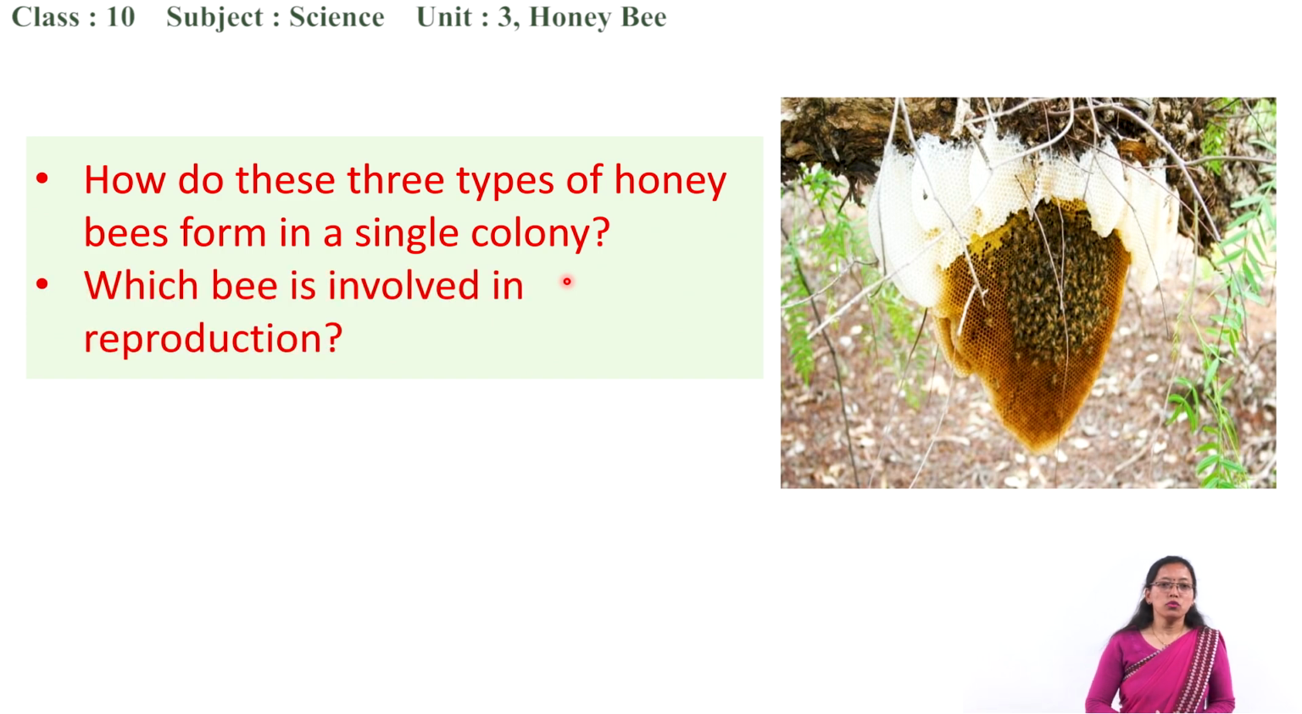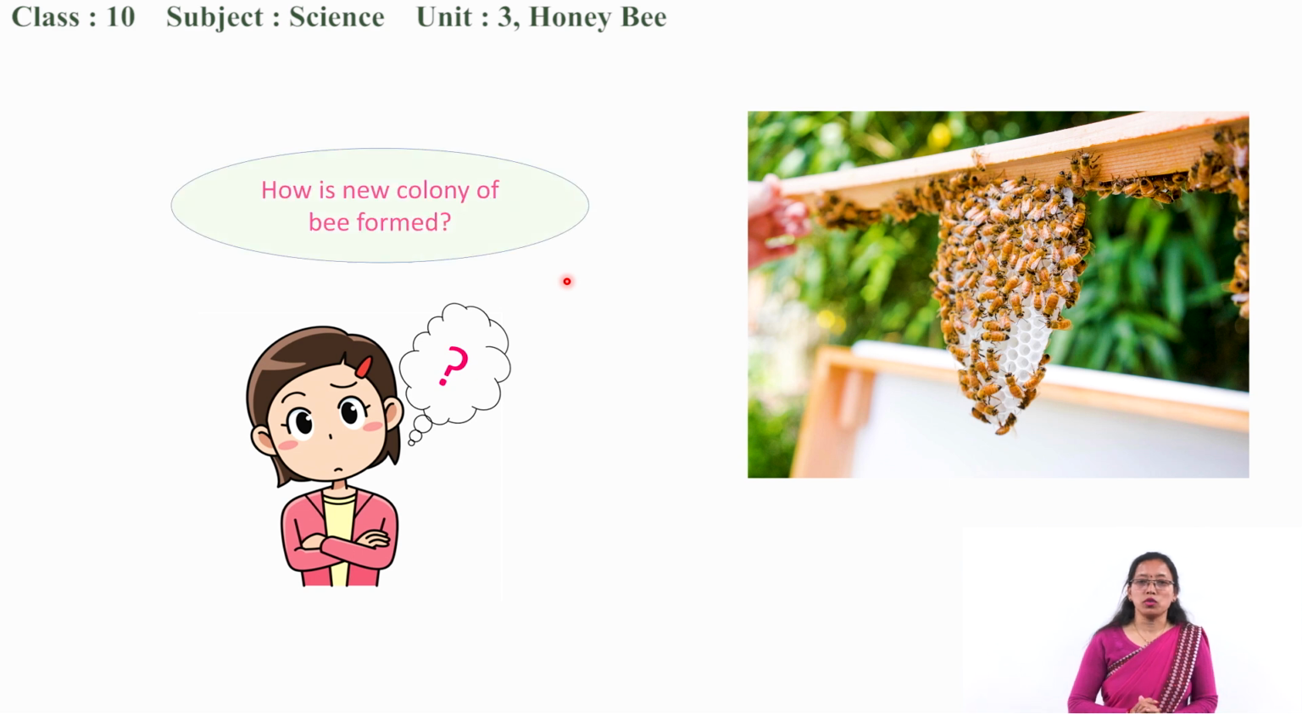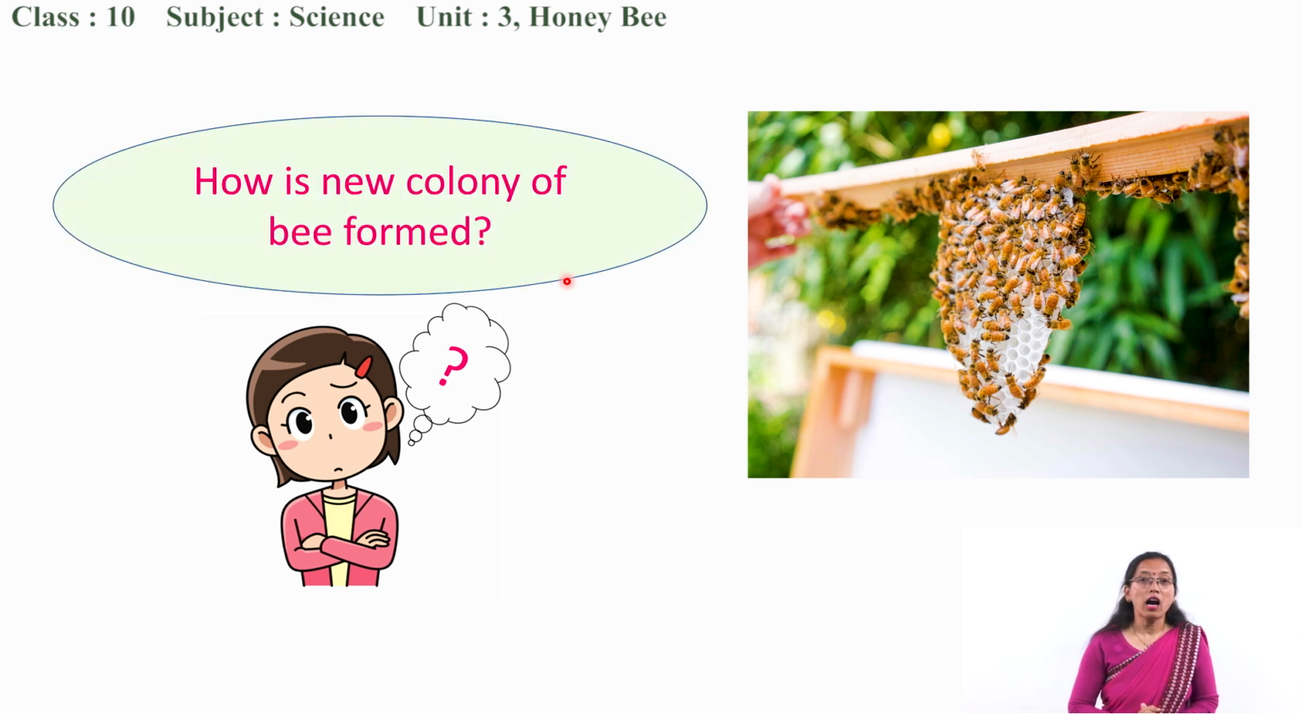Next question. Which bee is involved in this reproduction? There are three types of bees, and out of these three types, which bees are involved in reproduction? Today we discuss these questions. And next question. How is a new colony of bees formed? In a single colony, there is a single queen bee. Yes, and how is a new colony formed?